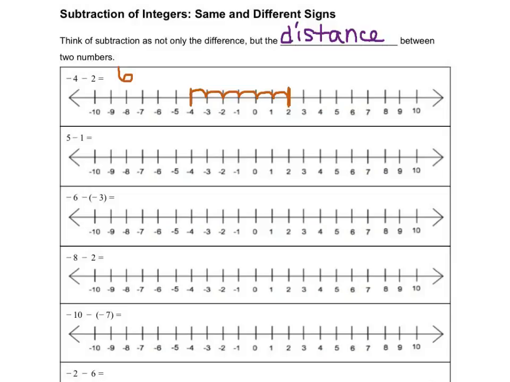Now we need to determine if it would be a positive 6 or a negative 6. And sometimes logic helps us figure this out a little bit. If we originally started at negative 4 and we thought about losing even more, and typically when we lose, we move on the number line to the left, that means we would have a negative 6.